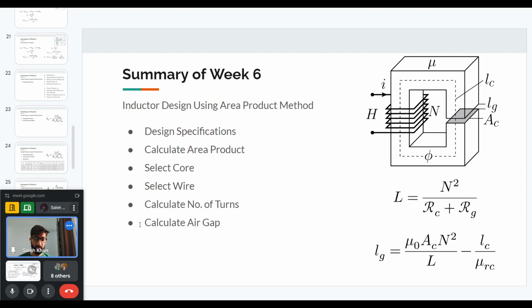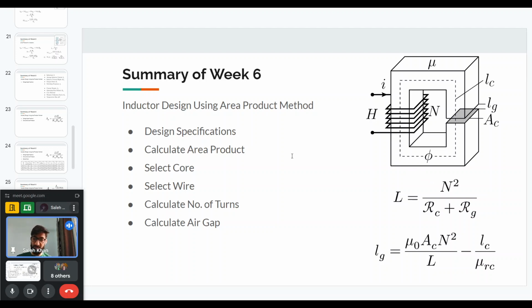And lastly, we can calculate the air gap, whether it is required or not, because we want a particular inductance. We have chosen a number of turns, and then we should have the reluctance in such a way that we get this particular value of inductance. If you substitute the expressions for the reluctance of the core and the reluctance of the air gap, you will get the length of the air gap as this expression here. It depends on the number of turns, the cross-sectional area of the core, the inductance required, the magnetic path length, and the relative permeability of the core material.